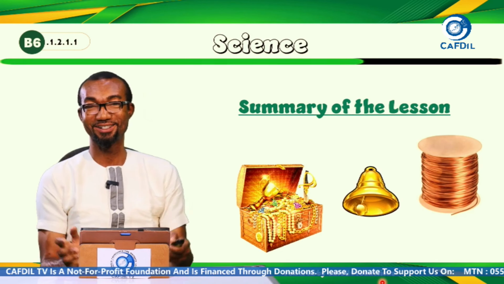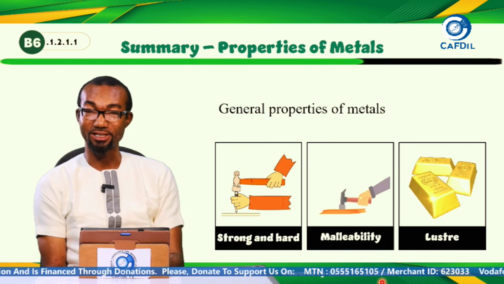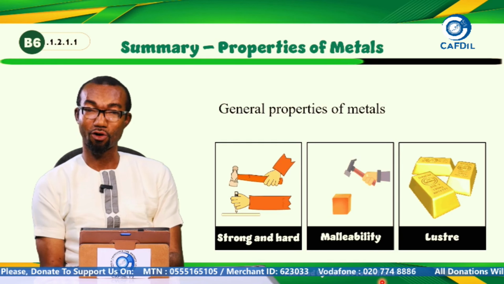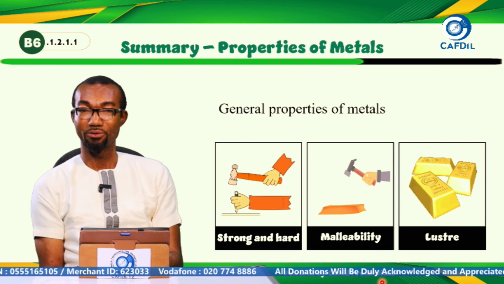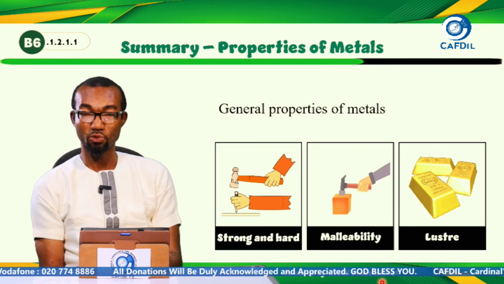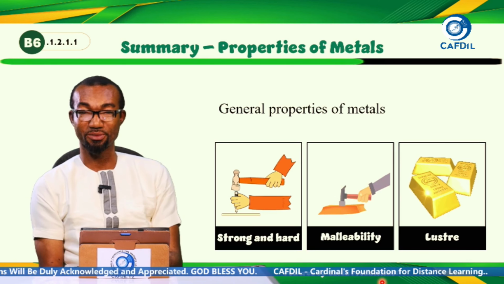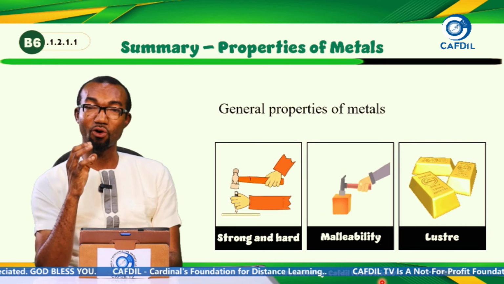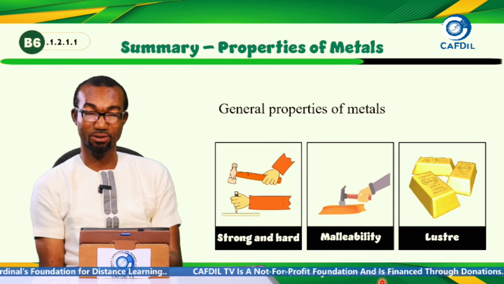Kate, we have come to the end of the lesson on properties of metals. And today we looked at properties of metals having different kinds of properties that can be depended upon to tell them apart from other materials. We looked at where metals are coming from, and we said that we get most metals from rocks. Secondly, we looked at some examples of metals like gold, steel, aluminium, brass, bronze and copper. They are all examples of metals.